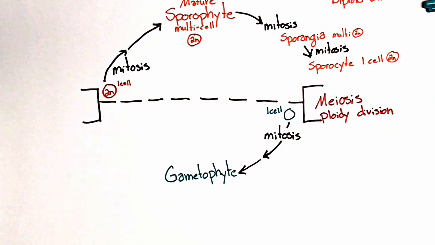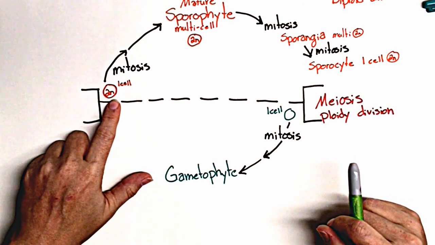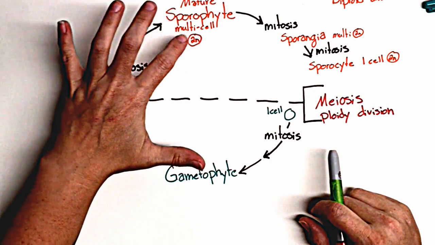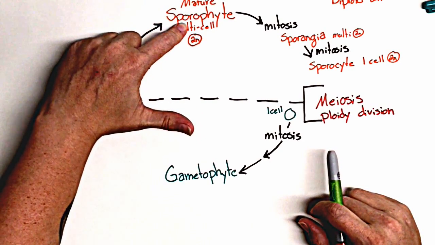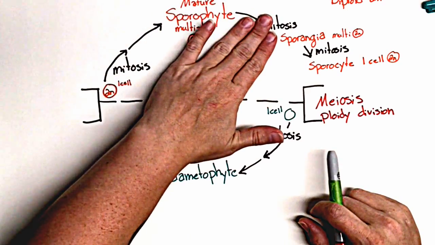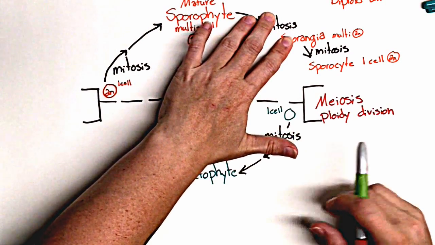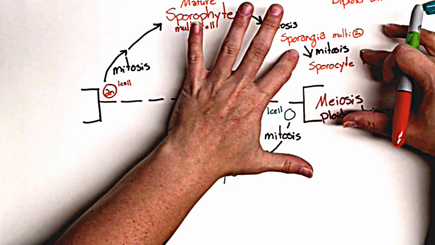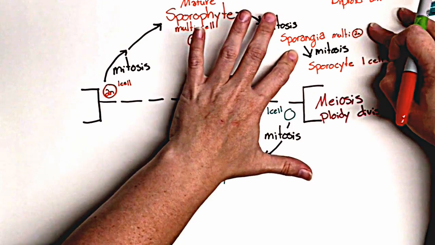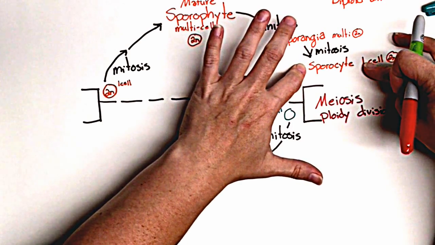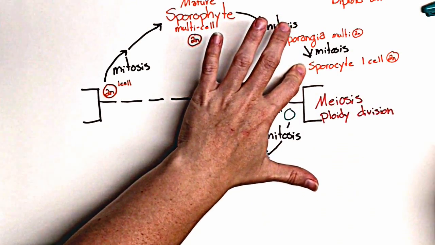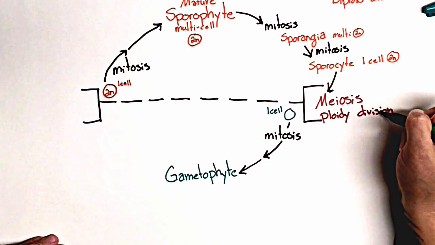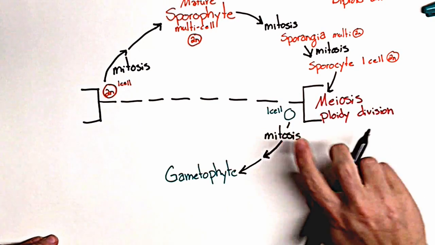Okay, so let's cover that again. We've got a diploid single cell that undergoes mitosis to create multiple copies of itself. That's going to become a mature sporophyte. It's going to undergo mitosis to create sporangia, which is still multicellular. And then one cell is going to prepare itself to undergo meiosis, and that's going to be called our sporocyte. And when it actually does go through meiosis, our ploidy division, it's going to create a one-celled spore.